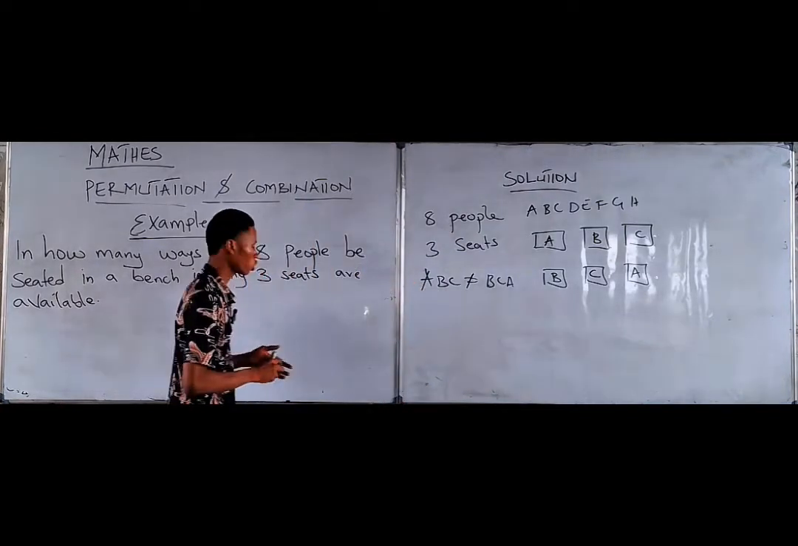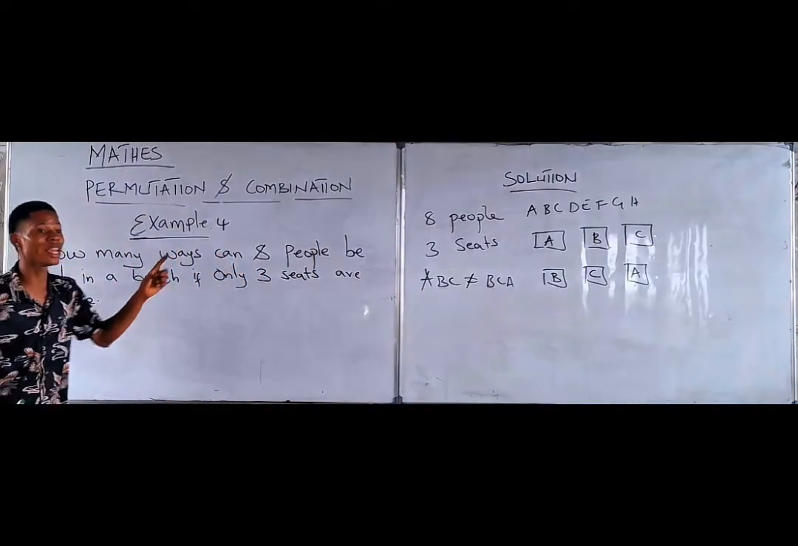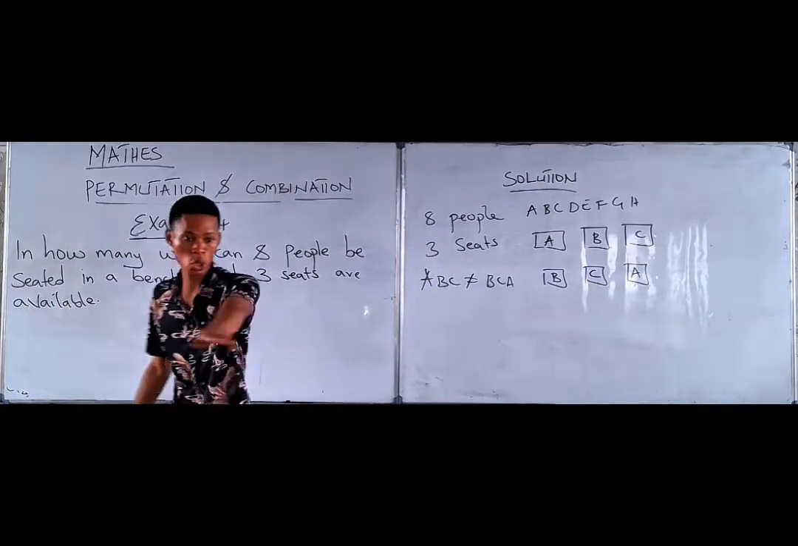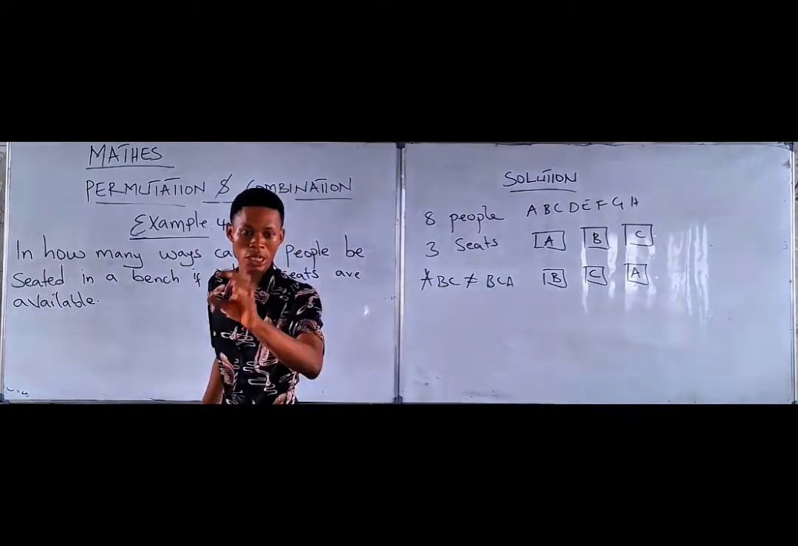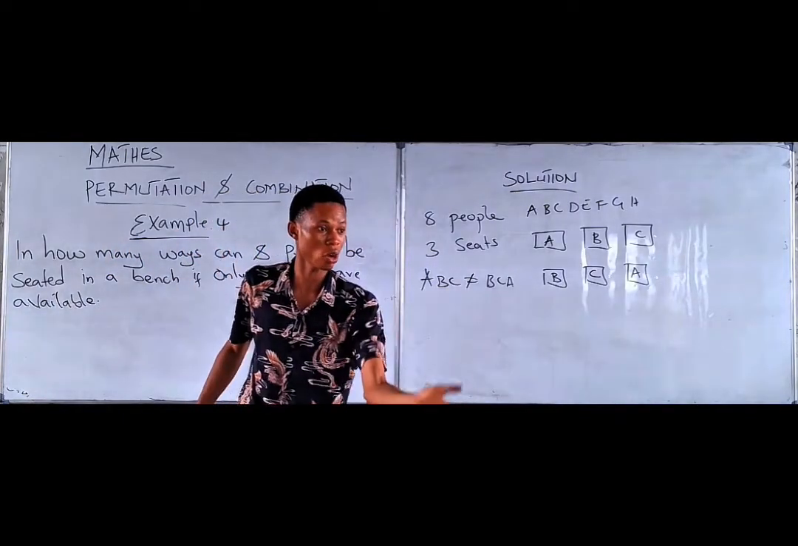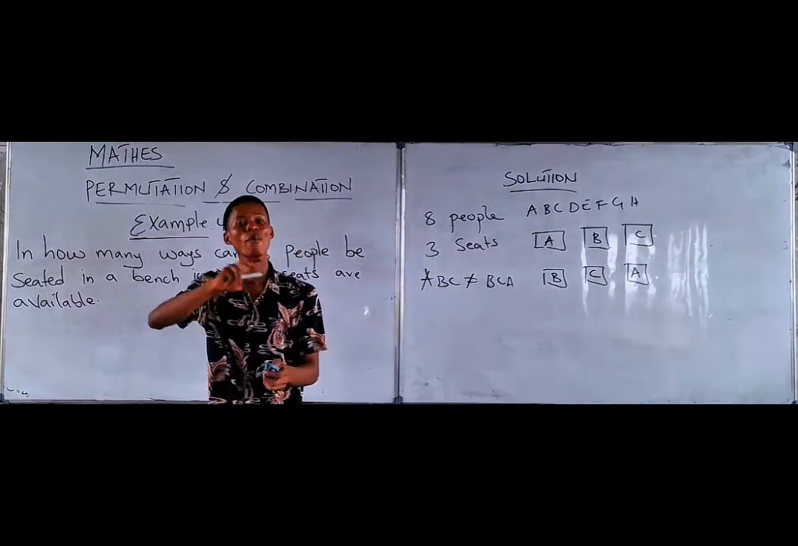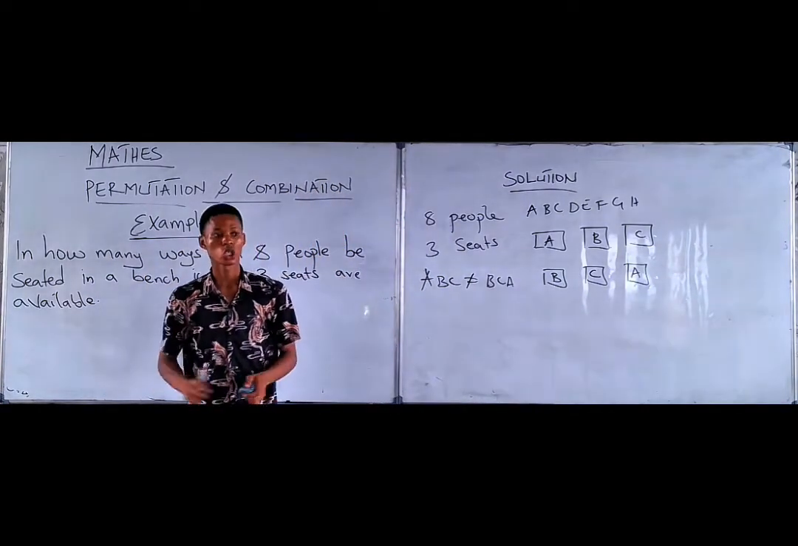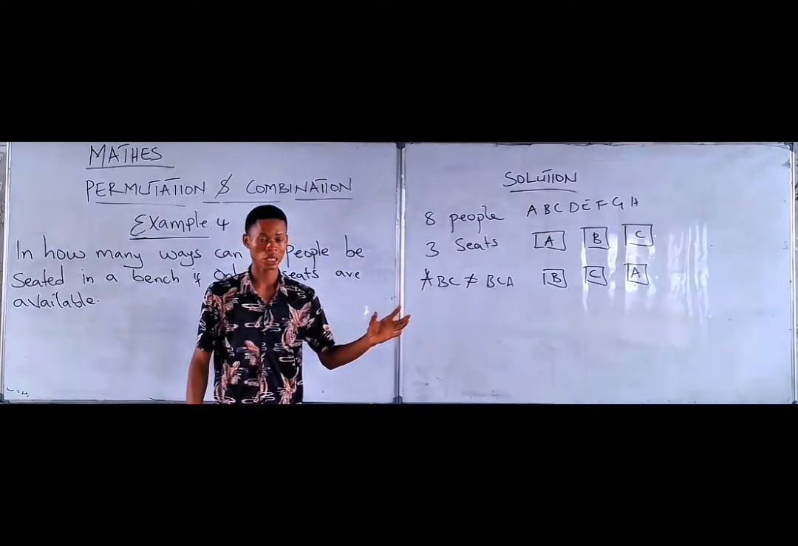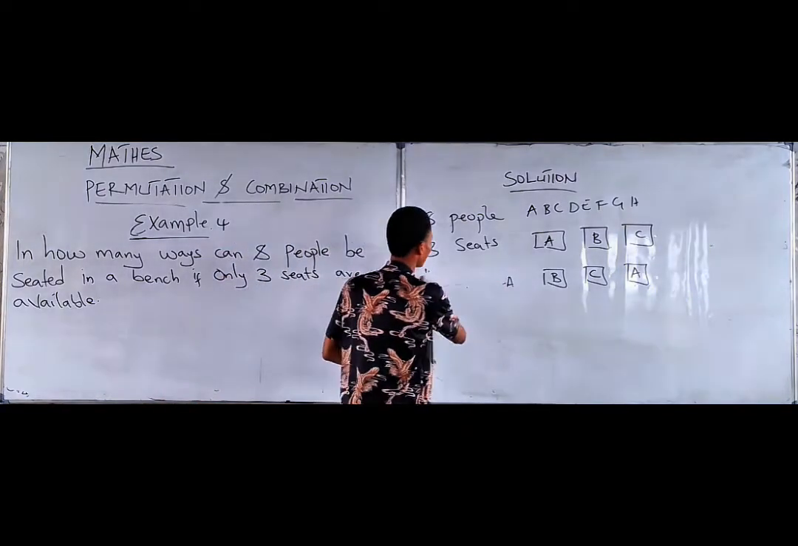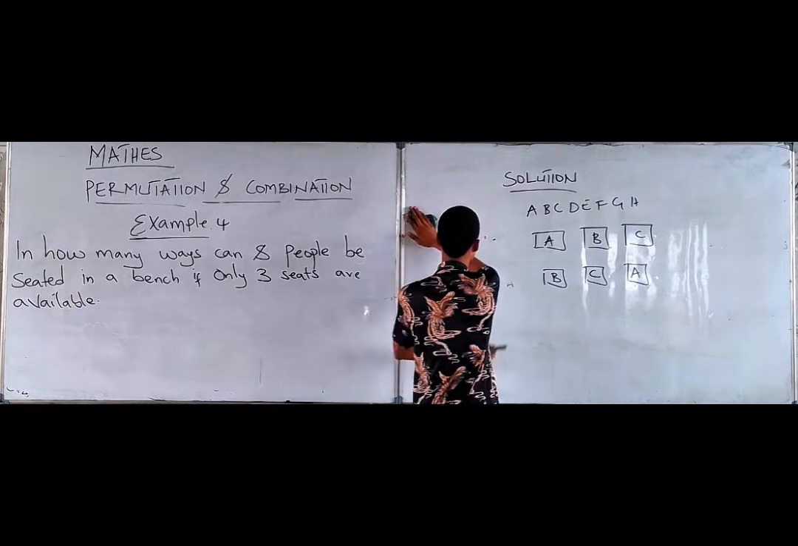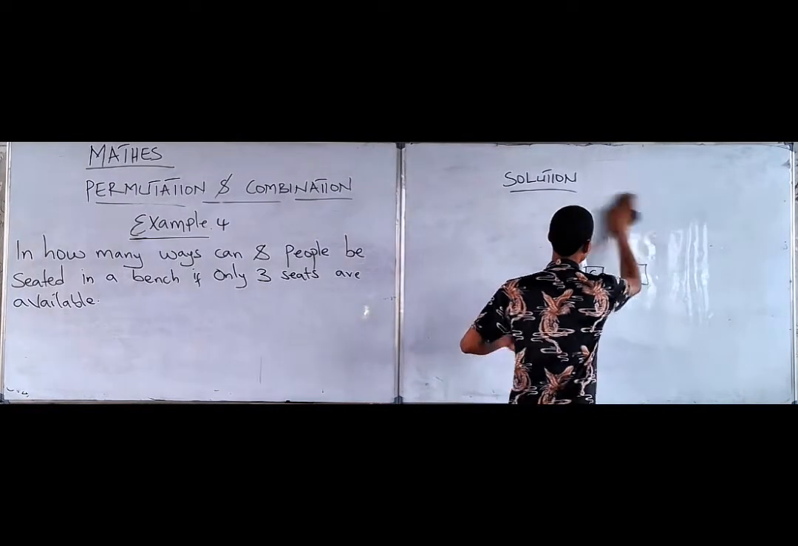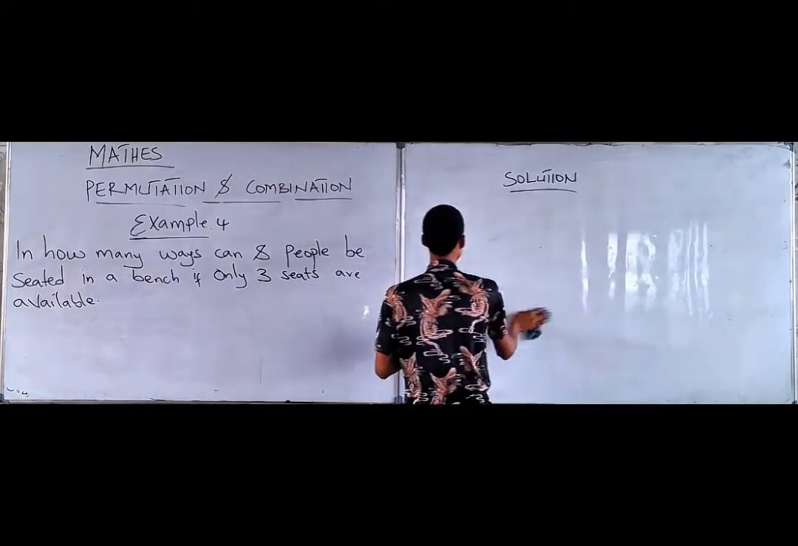Now listen to the question again. In how many ways? If I arrange them like this, this is one way. If I bring this and put it here, this is another way. If I bring this one and put it here, this is another way. Do you get it? So in how many ways are they seated? Here the order of arrangement matters. So if the order of arrangement matters, are we talking about combination or permutation? Permutation, right? So what we are using here is permutation.